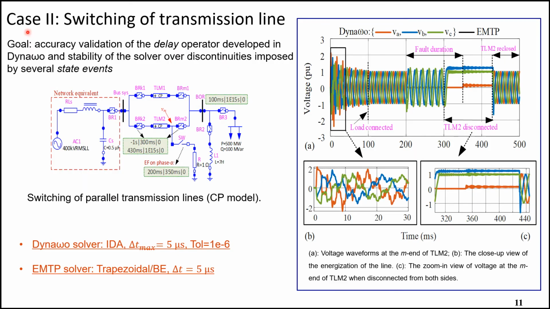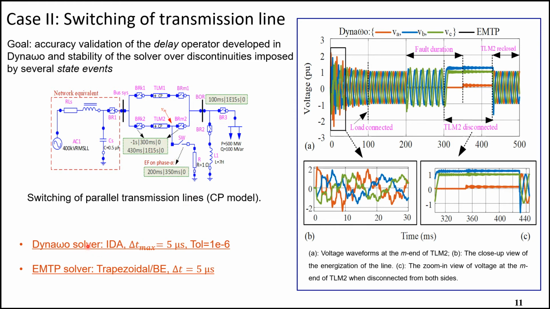This is the second case, which is about switching of a transmission line. The goal of this case study is accuracy validation of the delay function developed in Dynaωo and stability of the solver over discontinuity imposed by several state events. This is the schematic of the case study. We have a network equivalent. We have two transmission lines modeled by CP models. We have faults. This transmission line TLM2 is disconnected after the fault and reconnected after removing the fault at these times.